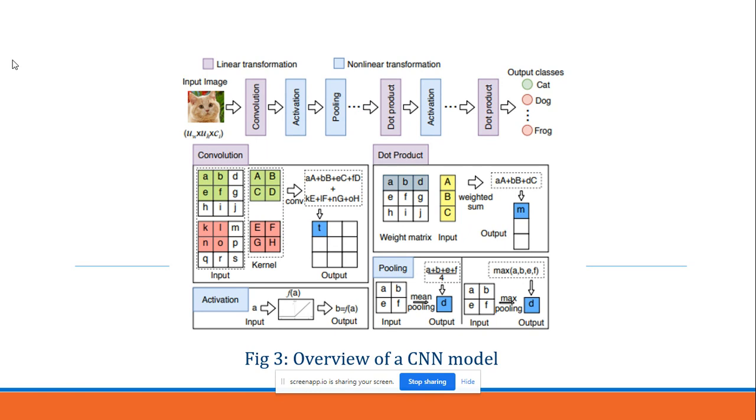And the weighted sum is passed to the output classes. Then the output classes find whether the object is a cat, dog, or another animal. Here it represents the output as a cat.